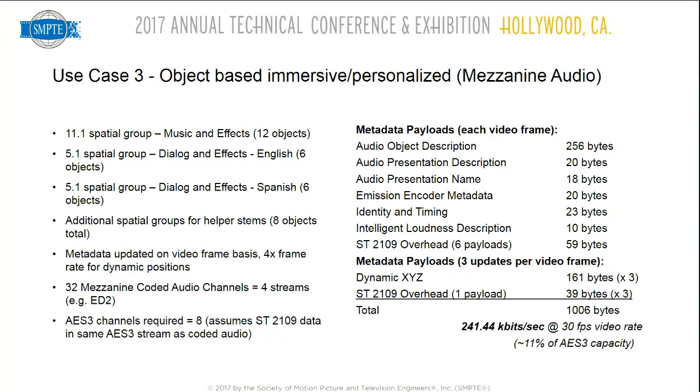So it's a very efficient structure for sending this, and we've tried very hard to keep the structure in this 2109 KLV format very efficient, so it has low overhead. And so these data rates do include that overhead.